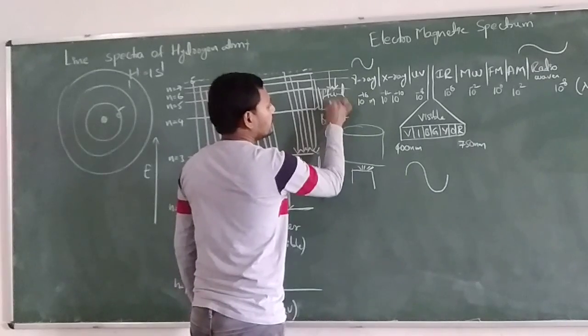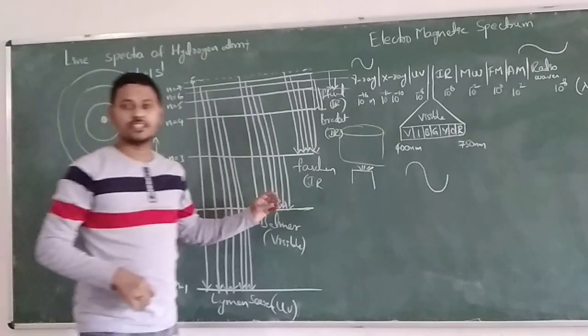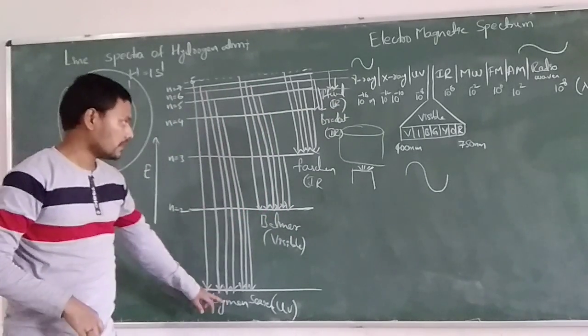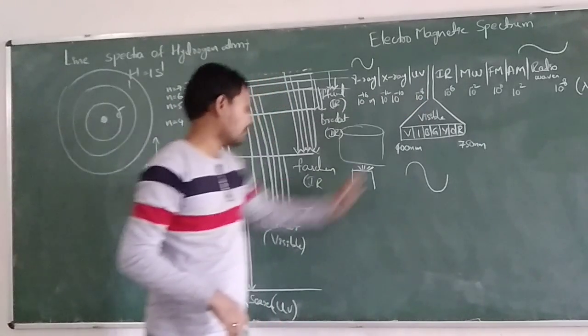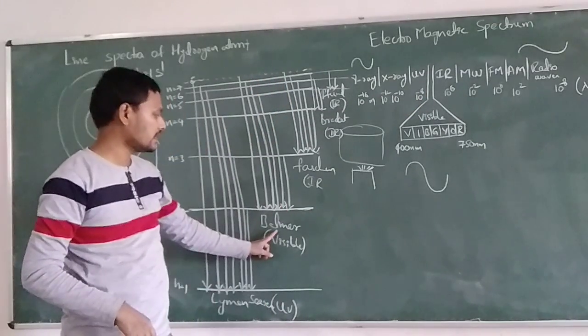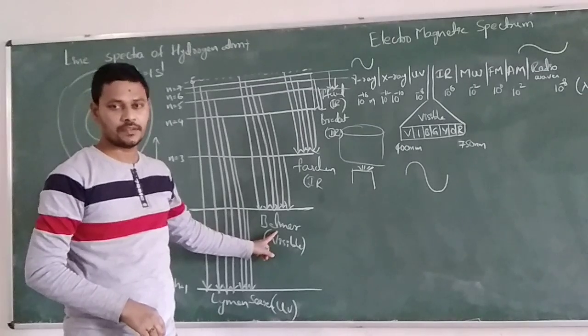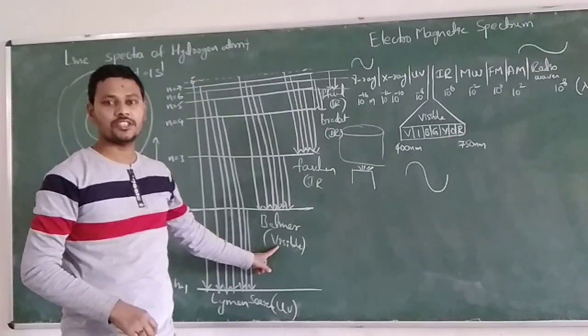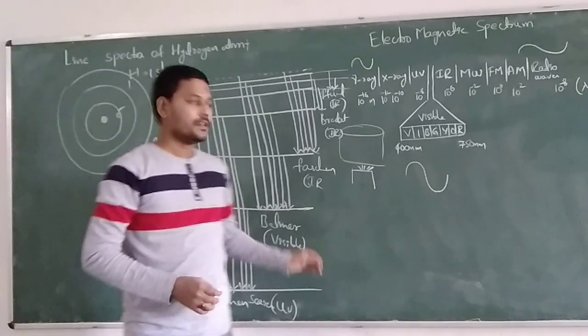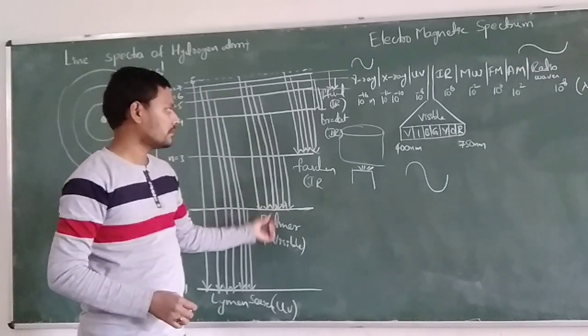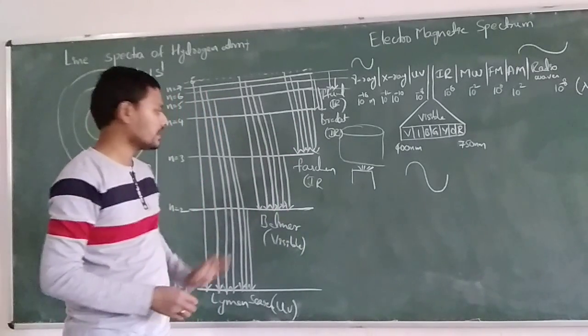Means the radiations released are in the UV region for the Lyman series. Only the Balmer series we can see. Why? Because it is in the visible region, 400 nanometers to 750 nanometers. That's why these radiations are visible, but the remaining series we cannot see.